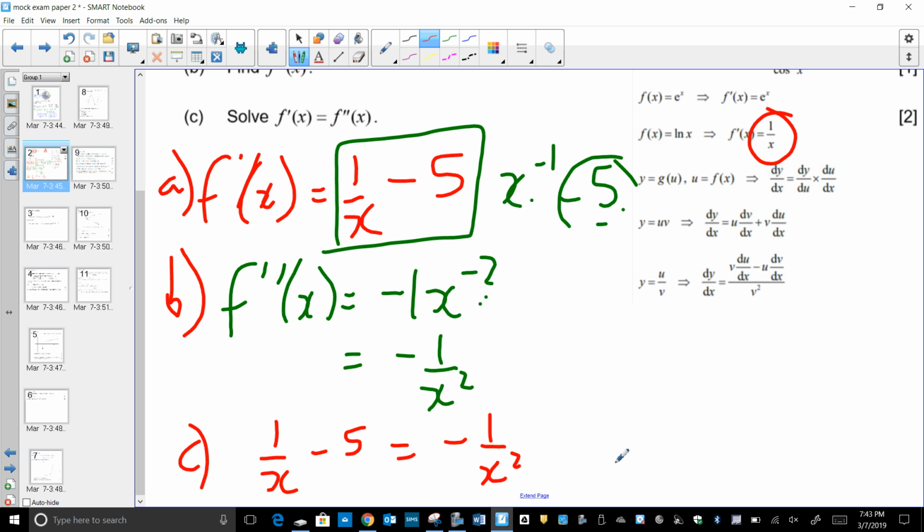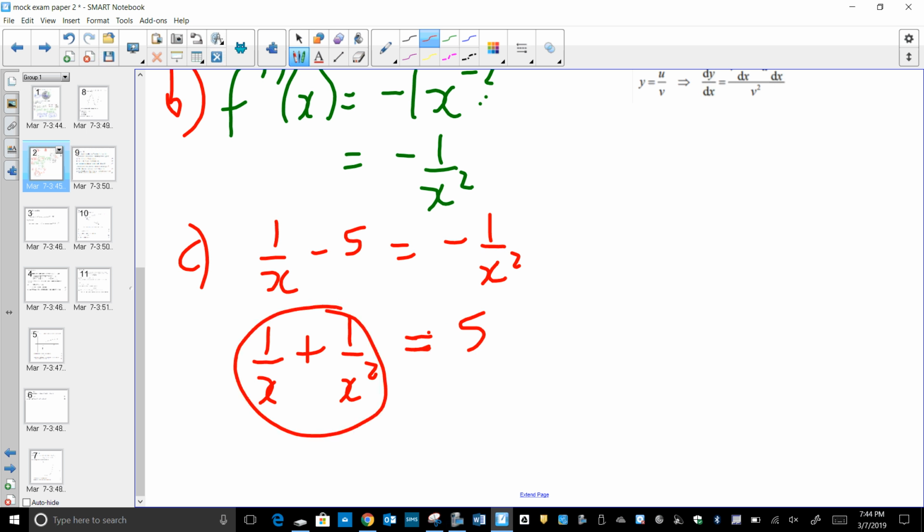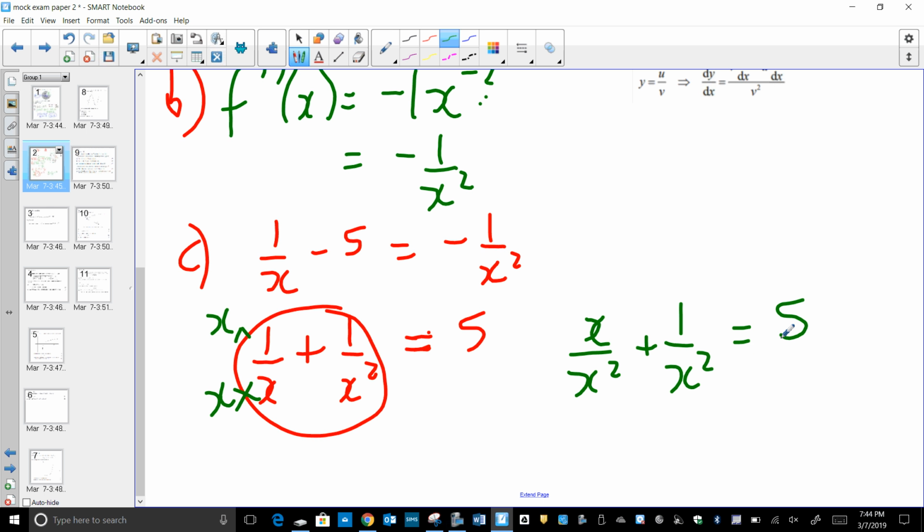Alright, solving equations. We can bring our x's to the same side. So I'm going to add 1 over x squared to both sides. And I'm also going to add 5 to both sides at the same time. So I've got 1 over x plus 1 over x squared is equal to 5. I need to make this a single fraction, so I need to make my denominator the same. So I'm going to multiply top and bottom by x. So I've now got x over x squared plus 1 over x squared equals 5. Joining numerators now, so we've got x plus 1.